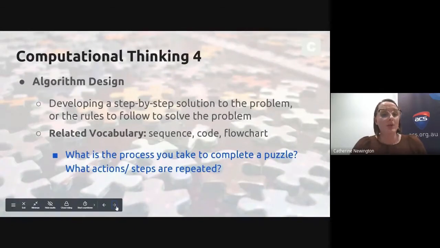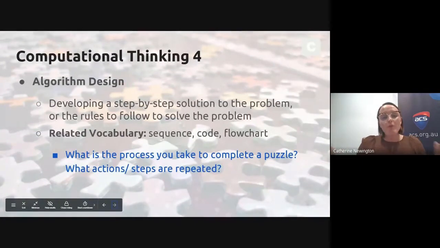Then we've got algorithmic design, and that's when we're putting together the step-by-step solution and really breaking it down and creating the steps and rules to follow to solve that problem. So the algorithmic design brings in a sequence of steps. And when we're looking at a sequence of steps, we're looking at explicit steps as well. That's when our coding comes into it. And that's where we might also have flowcharts as well.